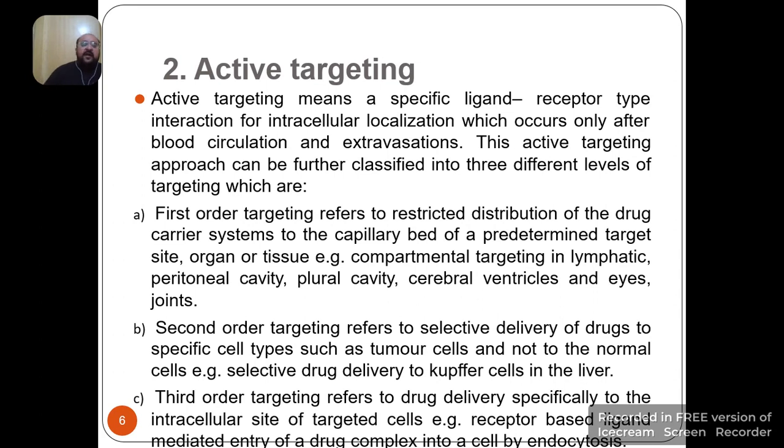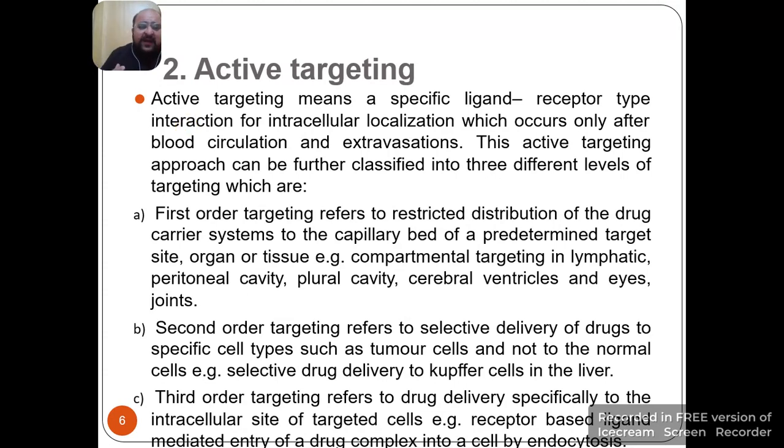In active targeting, there will be specific ligands, the receptor type interaction for the intracellular localization, which occurs only after blood circulation and extravasation. So this active targeting approach can be further classified into three different levels of targeting, which we have already explained in detail.